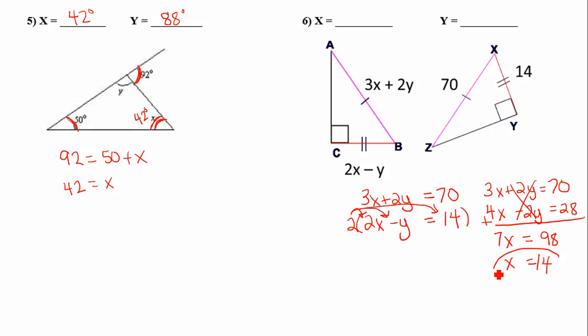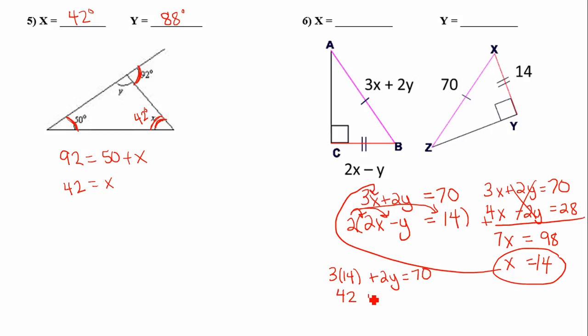I'm going to circle that. And now, if my x value is 14, I can go back in and plug it in. So I'm going to take this x value and plug it into either of those. I think I might plug it into this top one here. 3 times 14 plus 2 times y equals 70. 3 times 14, ladies and gentlemen, is 42. Plus 2y equals 70. I'll subtract the 42.